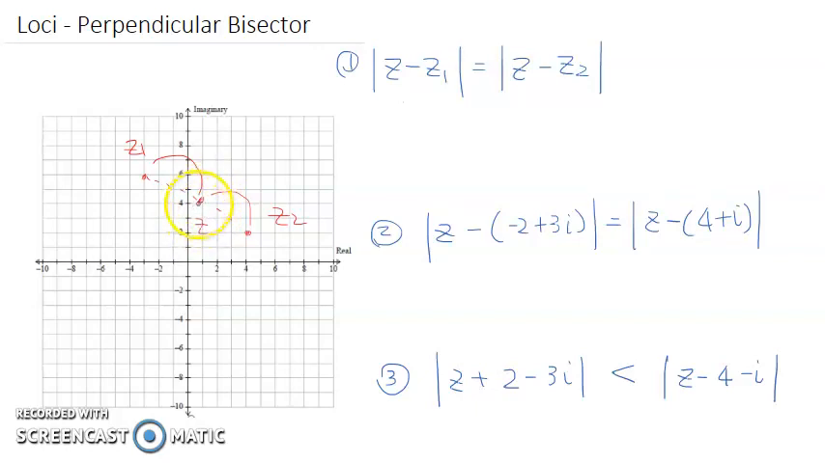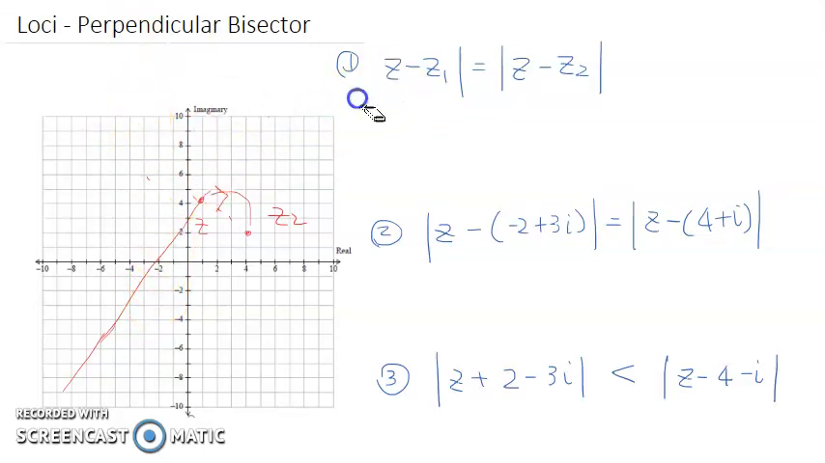But is this the only point that will give an equal distance from z to these two complex numbers? You probably say no, there are many points, and those points can be on this straight line that passes through the midpoint of z1 and z2 and is perpendicular to the line z1 z2. That's why we say the perpendicular bisector of the line connecting z1 and z2 is the locus that satisfies this condition. Any point on this perpendicular bisector can be the complex number z.